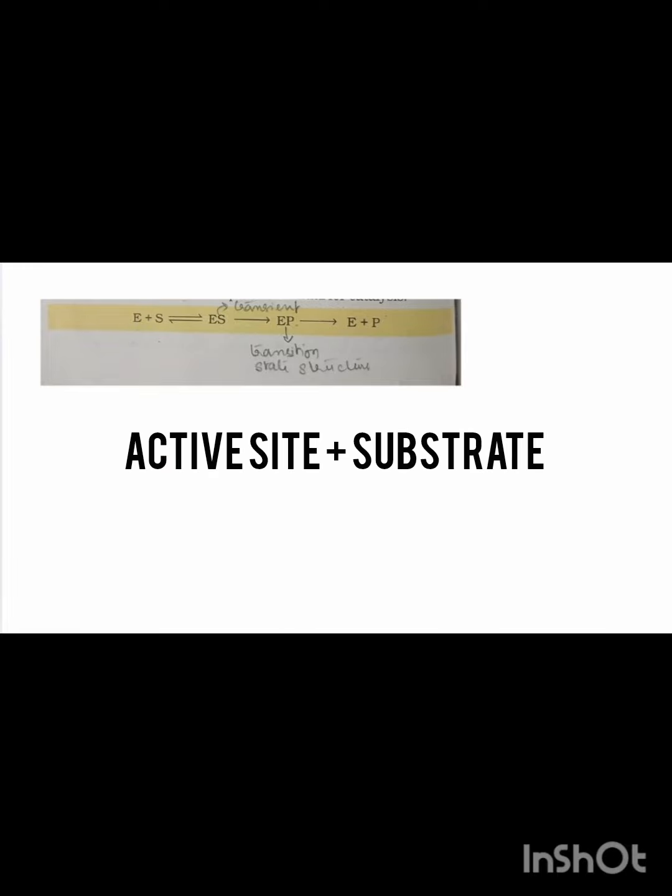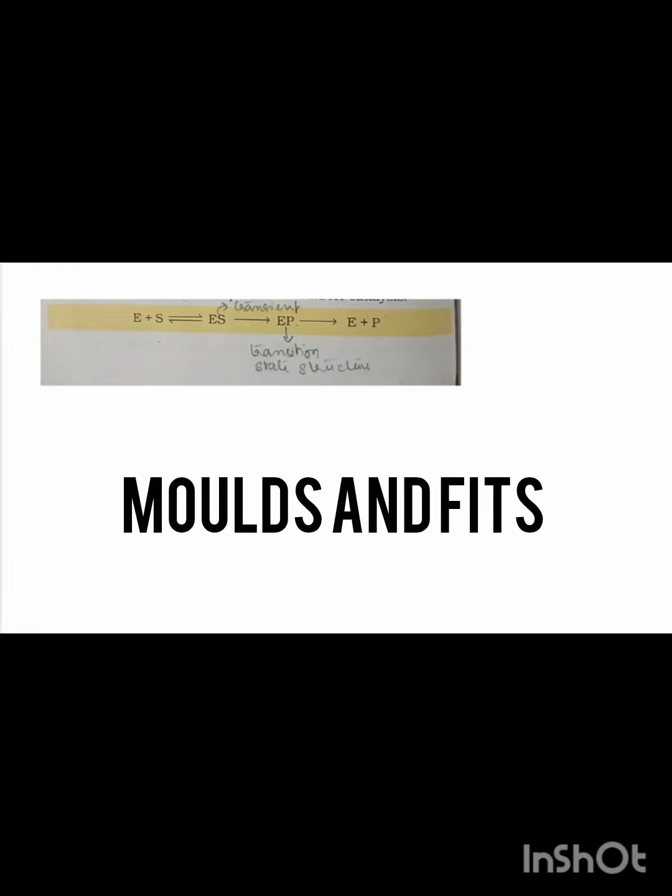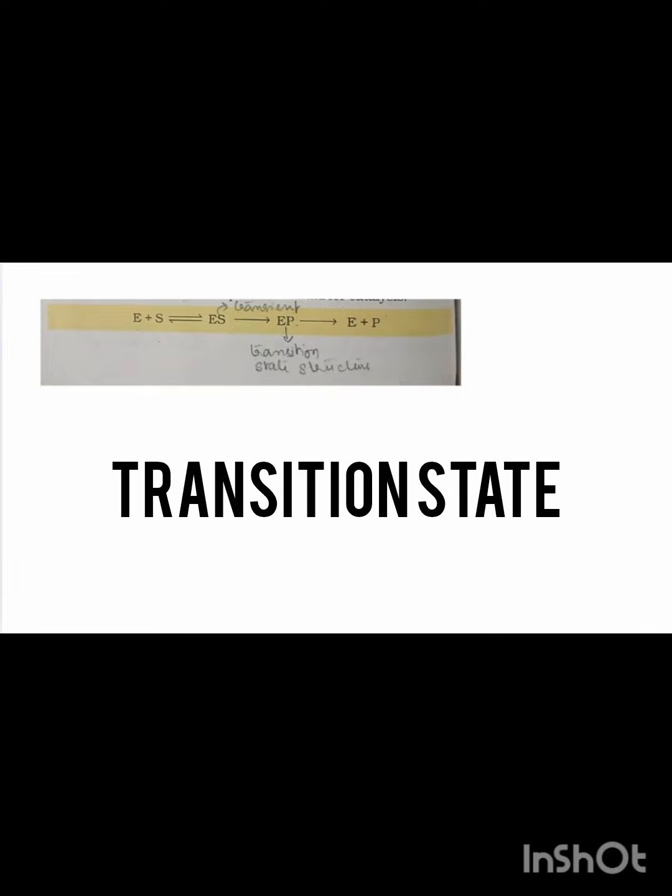First, the substrate comes close and binds to the enzyme at its active site, forming the enzyme substrate complex. The enzyme then slightly changes its shape to hold the substrate more tightly. This brings the reaction groups close together, lowering the energy barrier and pushing the substrate into a transition state.